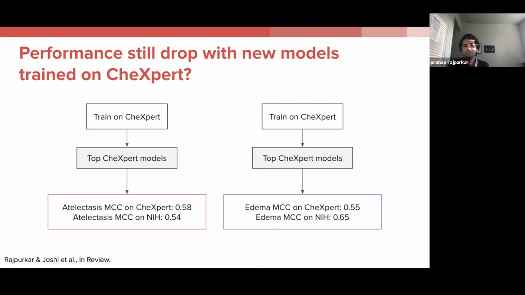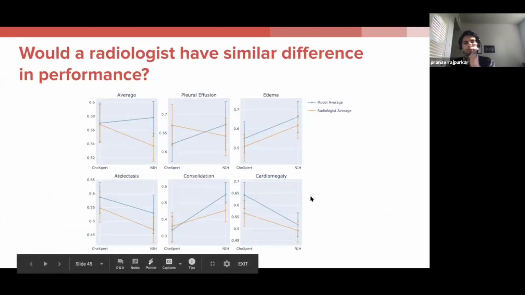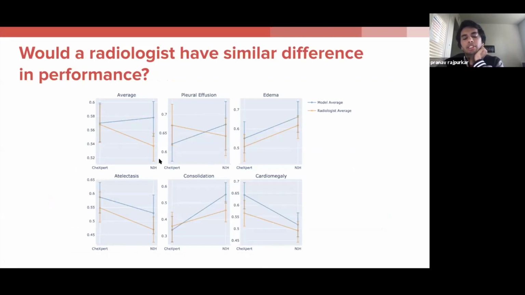And we were stuck on this for quite some time before one of the members on the team suggested, why don't we look at what happens with radiologists? Do they also have a difference in performance as you're going from one hospital to another? And so we did this experiment. We said, here's the model in blue, here's the radiologist in yellow.